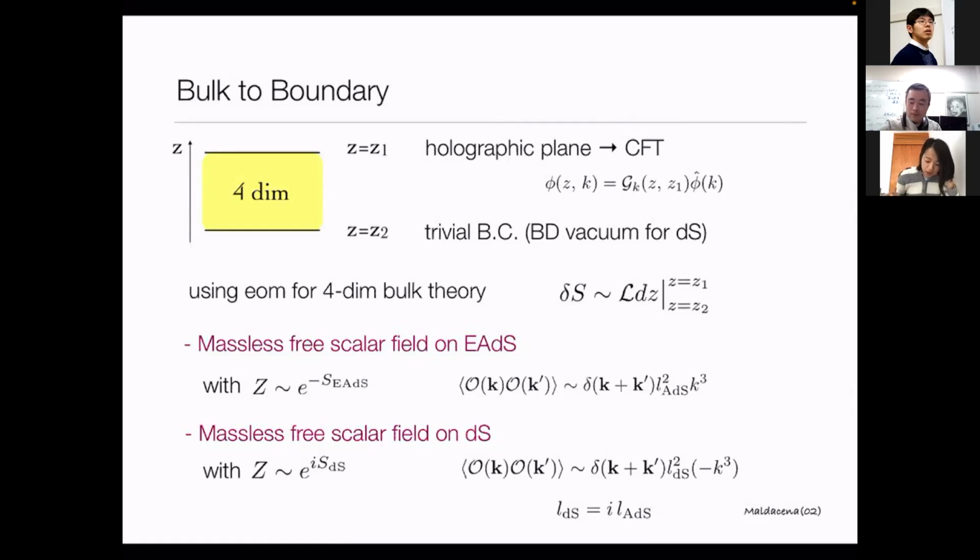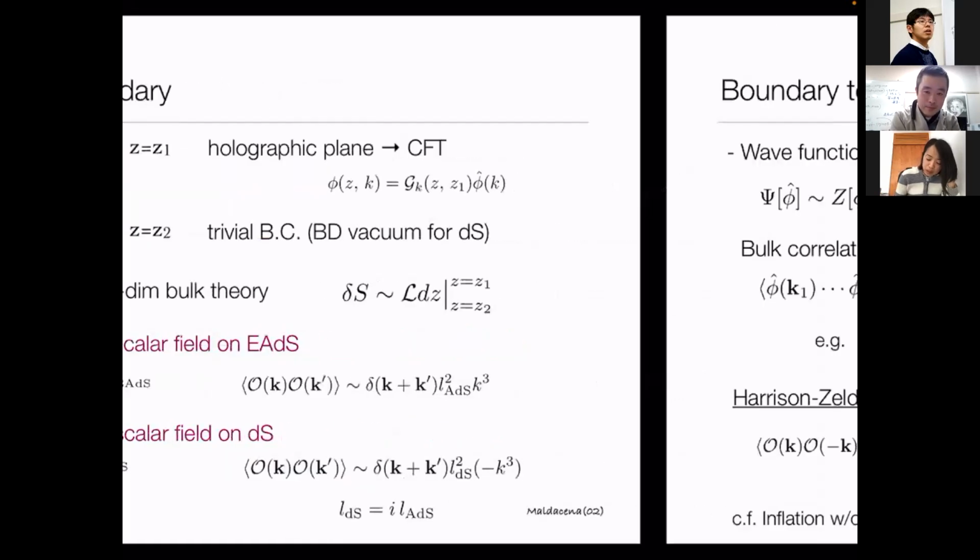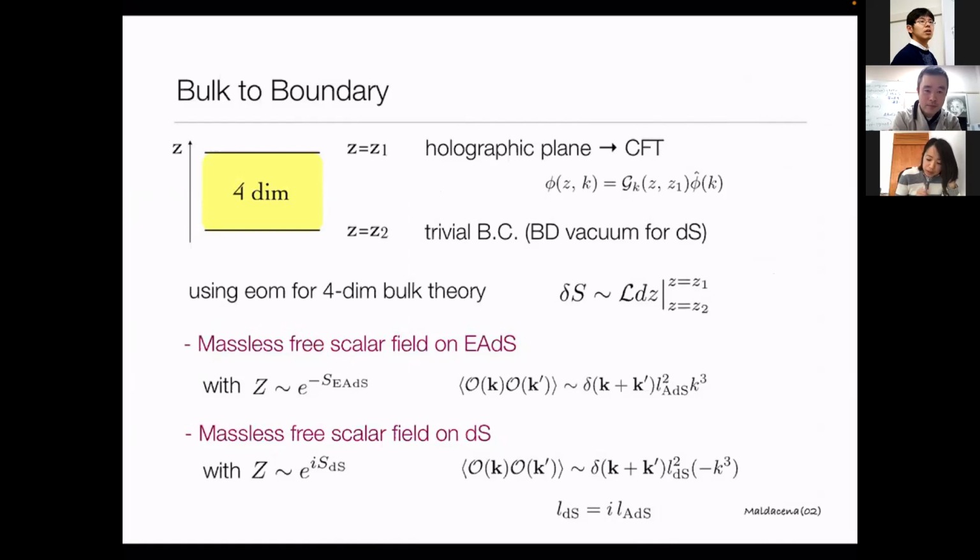Here, let's assume that by using the equation of motion for the 4-dimensional bulk, likewise the Hamilton-Jacobi, and getting rid of one derivative, we can express the action in terms of the variables on the boundaries. And imposing one trivial boundary condition on one side, we can write down the action in terms of the fields on the other boundary. And taking the derivative with respect to phi hat, which lives on the other boundary, here I took Z1.